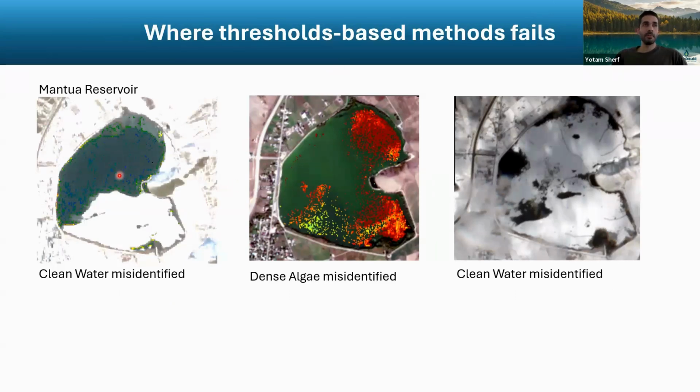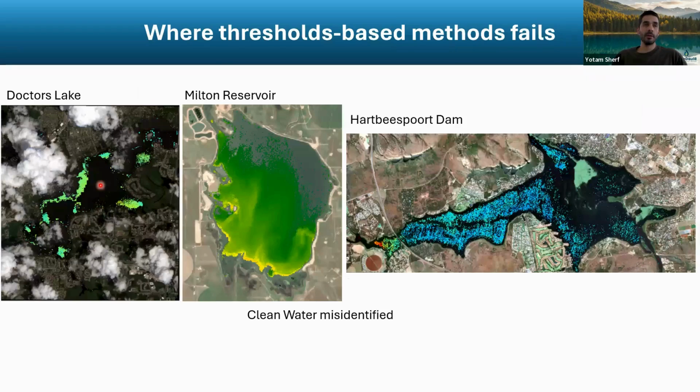For example, threshold-based methods fail in clean water in these scenarios. You can see it here, Mantara Reservoir, here in dense algae, which is misidentified, and also here in clean water, misidentified. Another example here in Doctor's Lake, Milton Reservoir, Hartbeespoort Dam in South Africa, where also aquatic vegetation was misidentified as algal bloom. So for this reason, we developed the classifier that will allow us to identify the correct water pixel.